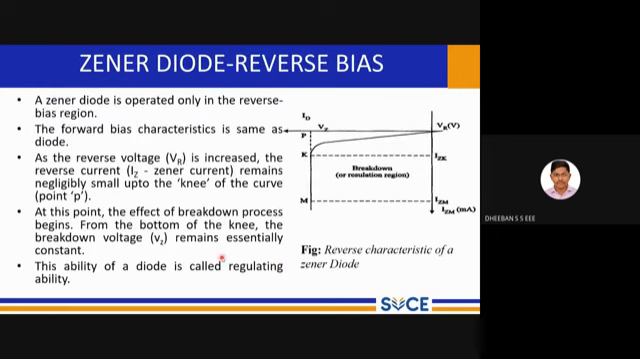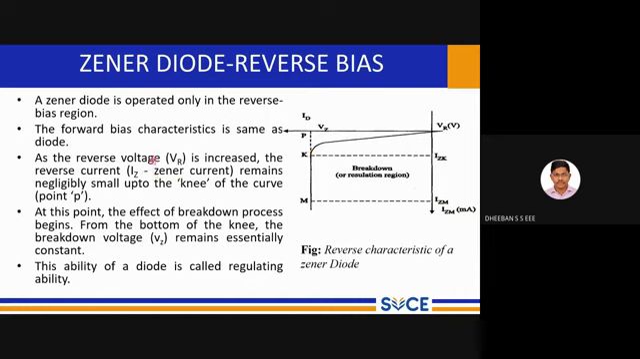So this is what happens in the reverse bias with the Zener. The forward bias characteristics will be the same as that of the PN diode, whereas in the reverse bias, this is what happens. The PN diode operated in terms of microamps, but the Zener is operating in milliamps.